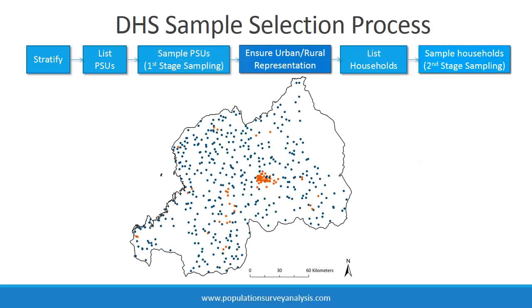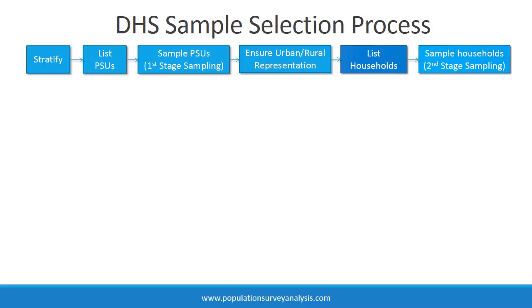Here is a map of all 492 PSUs that were included in the final 2010 Rwanda DHS, with urban neighborhoods displayed in orange and rural villages displayed in blue. After the final sample of PSUs were selected, the implementers sent listing or mapping teams to each of the 492 PSUs.